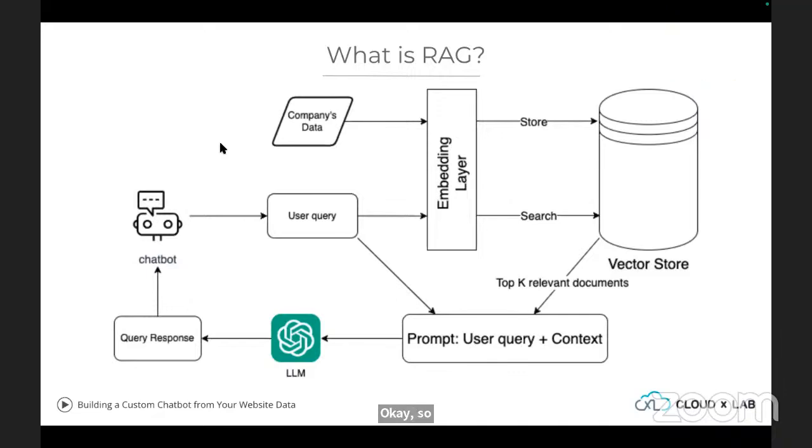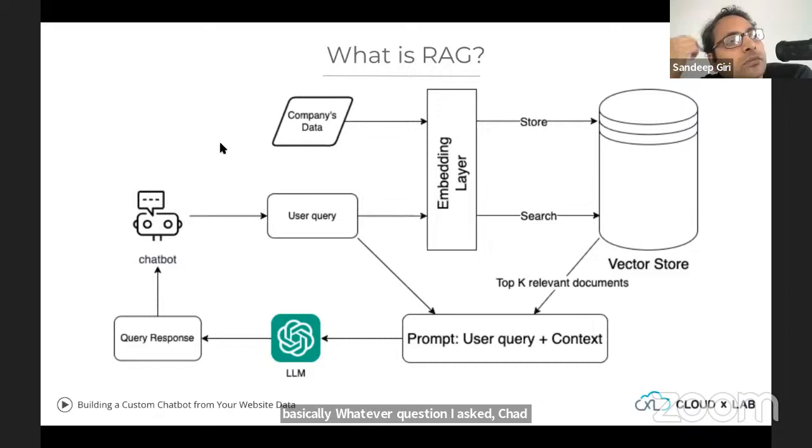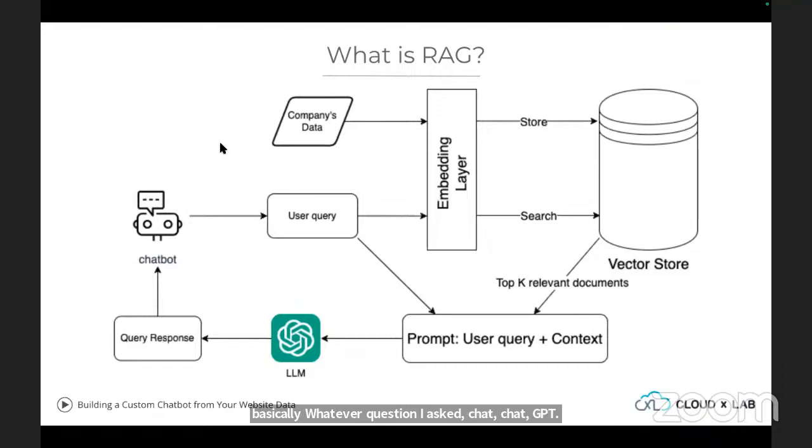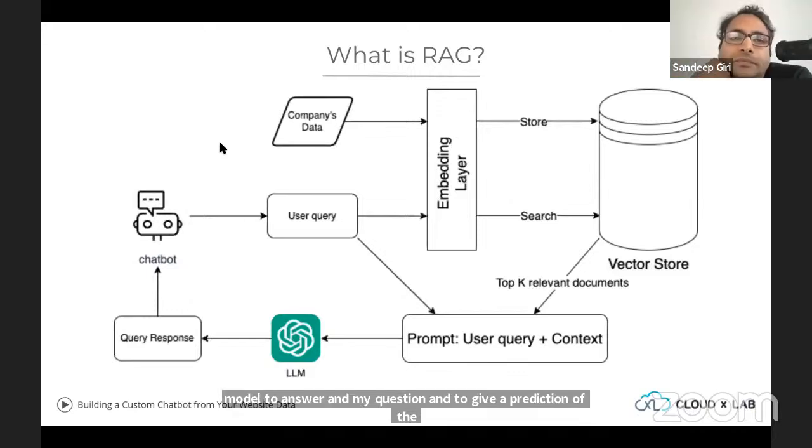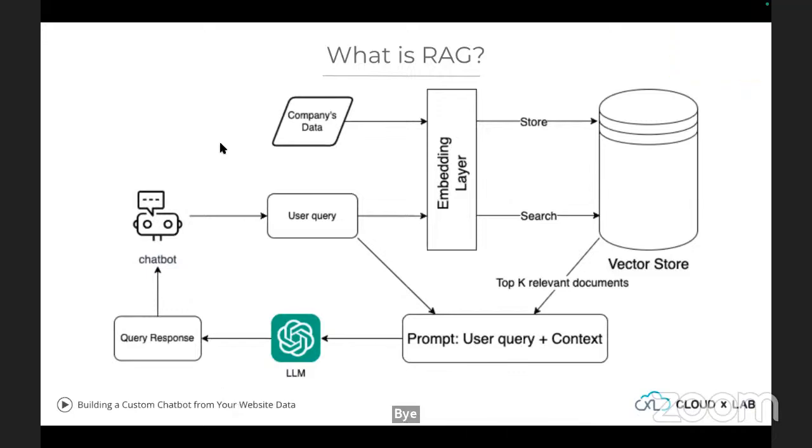So basically, whatever question I ask ChatGPT, it is going to convert it to numbers or encode it in some way so that it can match to its data model to answer my question and to give a prediction of the next word. Correct. So coming back to our use case, you are taking the company's data and embedding it and storing it to a vector store. That part is very clear, right?